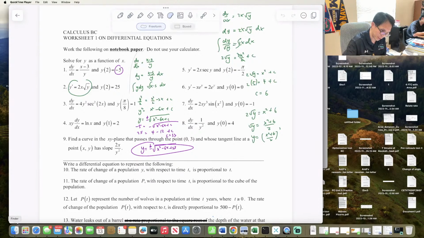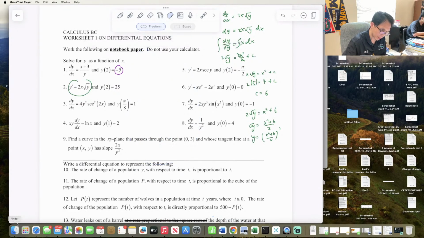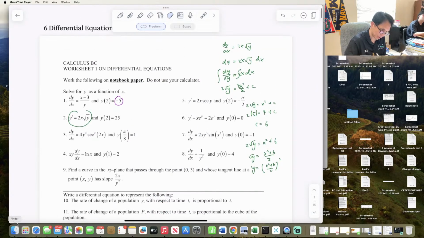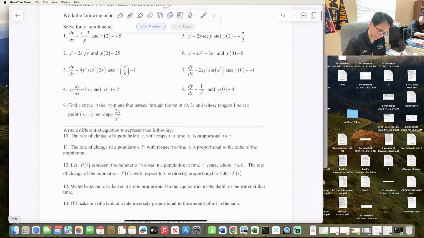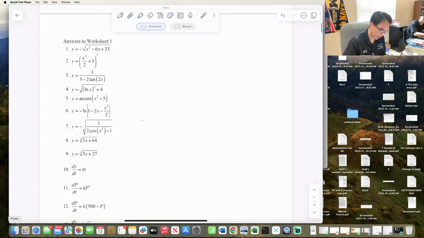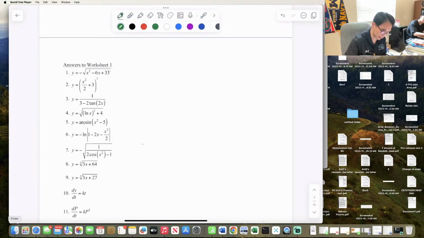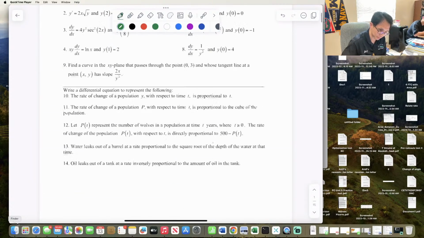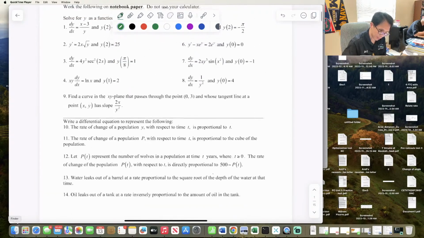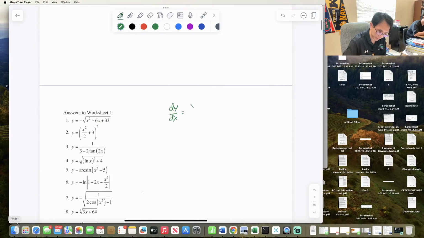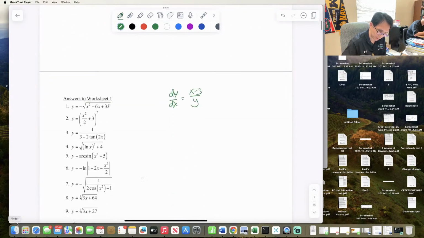So remember, the second page has answers. If you look here, the second page has the answers for your homework. So dy/dx is equal to what? x minus 3 over y, right? And y(2) equals negative 5.